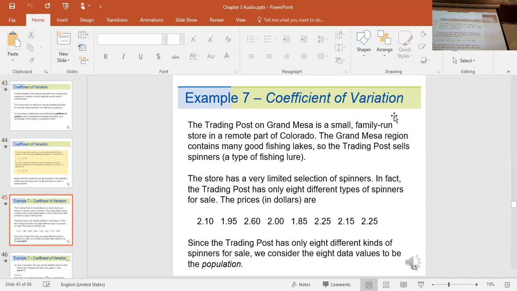The prices are, we have these prices. Since the trading post has only 8 different kinds of spinners for sale, we consider the 8 data values to be the population. This is just for us to use it as an example. So we are going to find the mean and the standard deviation. Can you use either your calculator or Excel to do that?